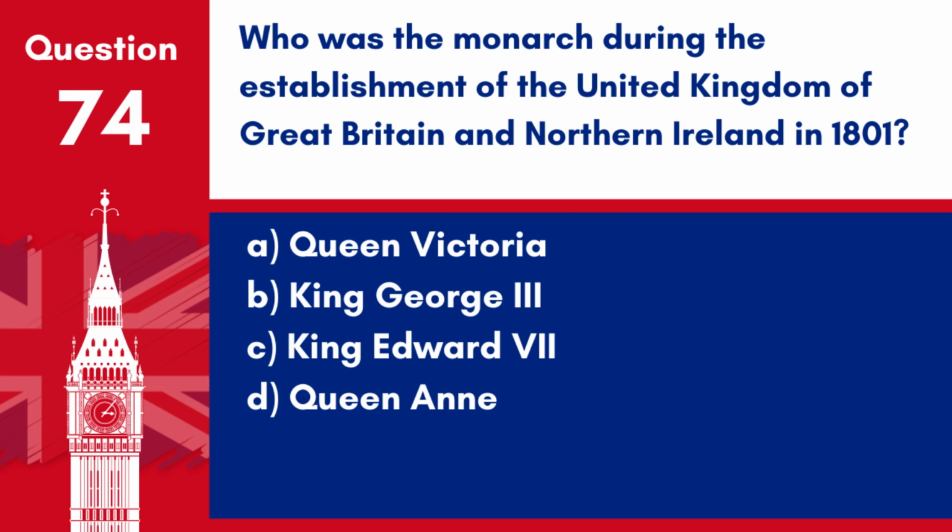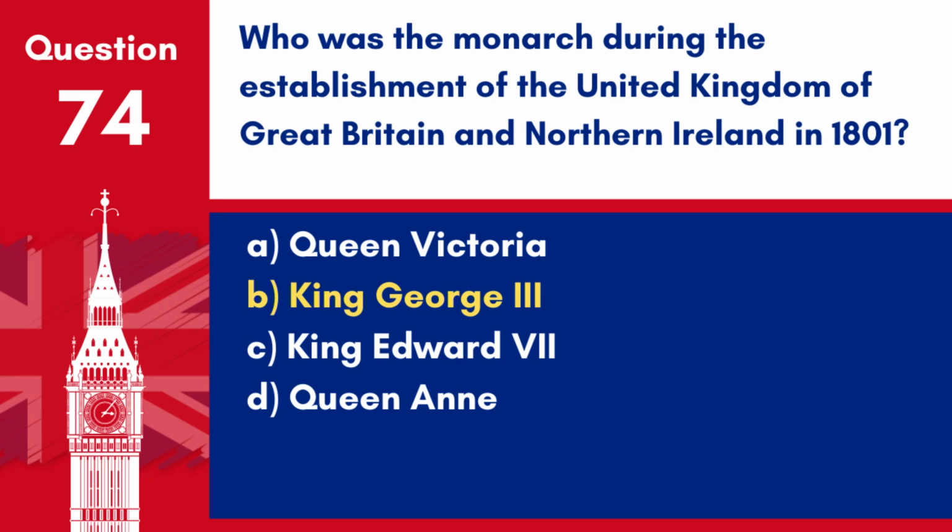Question 74. Who was the monarch during the establishment of the United Kingdom of Great Britain and Northern Ireland in 1801? A. Queen Victoria. B. King George III. C. King Edward VII. D. Queen Anne.